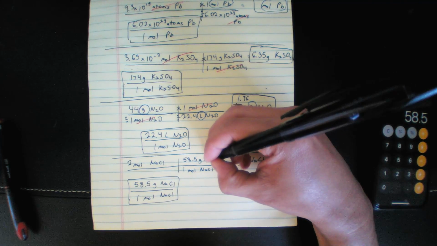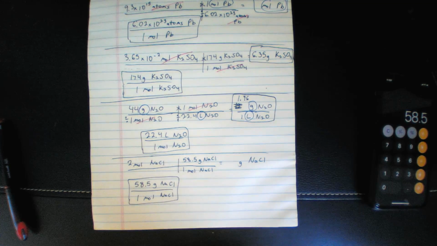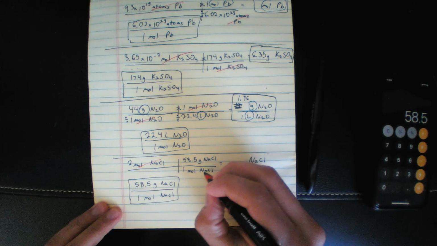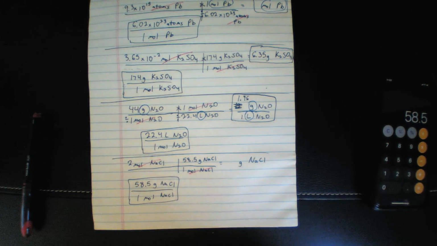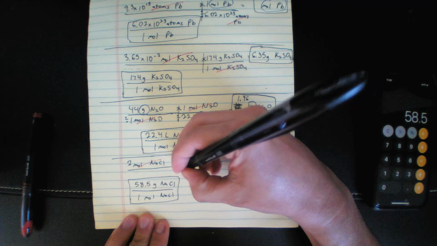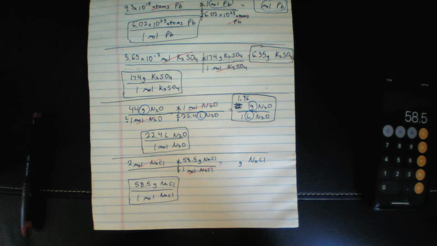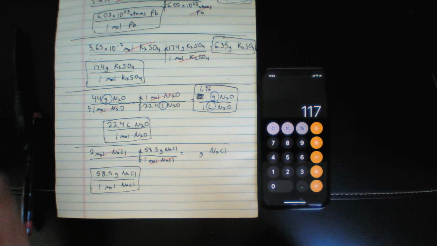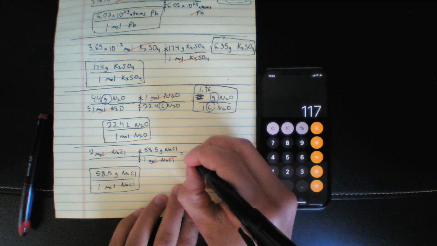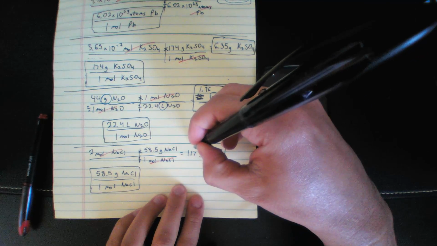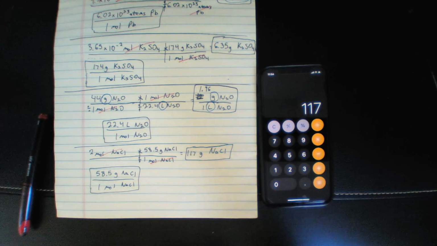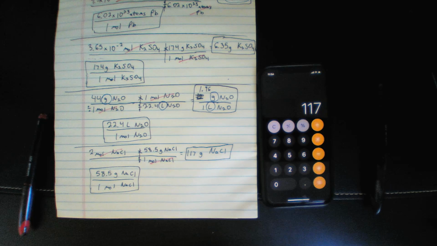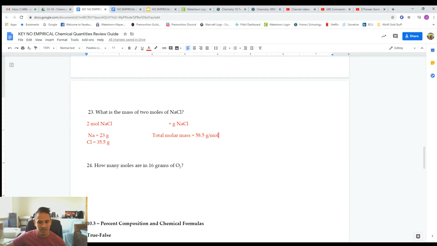The 58.5 grams of NaCl will be on the top. Again, we see that moles of NaCl will cancel. And then math-wise, we're going to take 2 times 58.5, divide that by 1. That will get us an answer in grams. So let's do this real quick on a calculator. So 58.5 times 2, and we get 117 grams of NaCl. Okay? So this is our final answer we are looking for, 117 grams of NaCl. So let's switch back here to our review guide and let's add this in. So our final answer is 117 grams of NaCl.